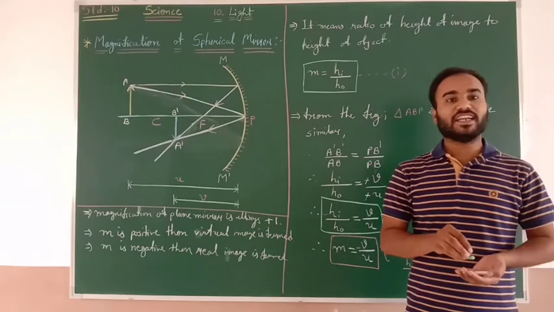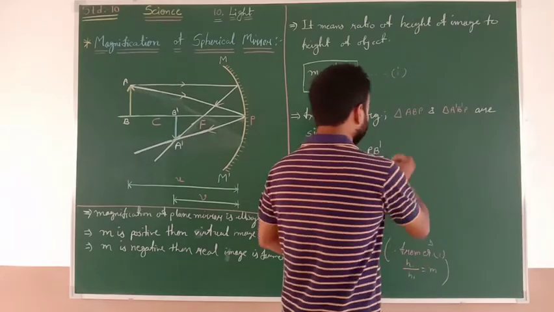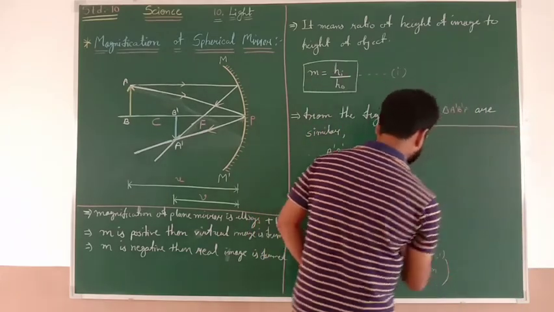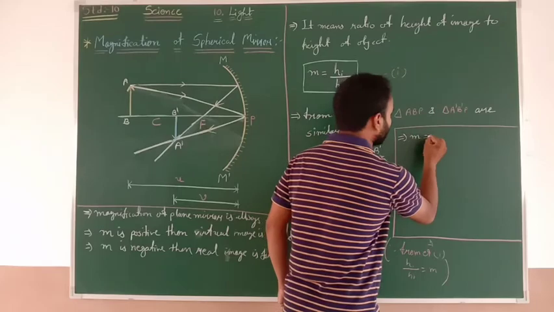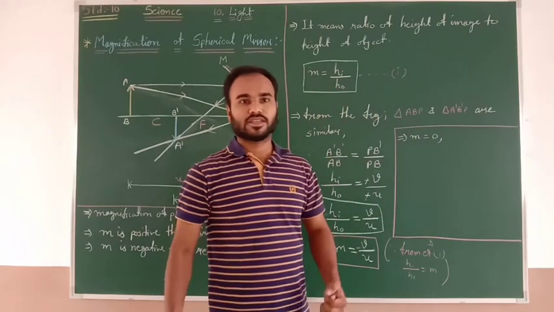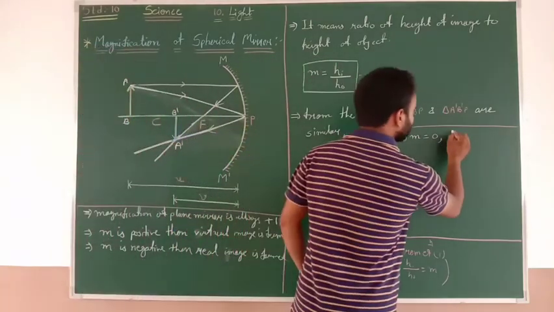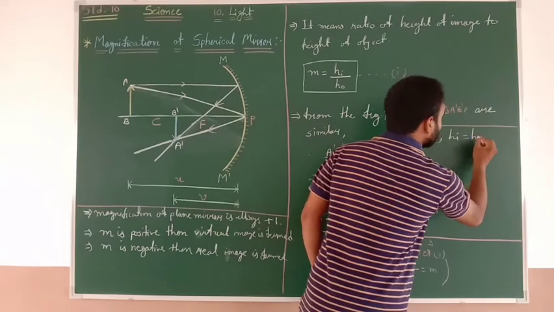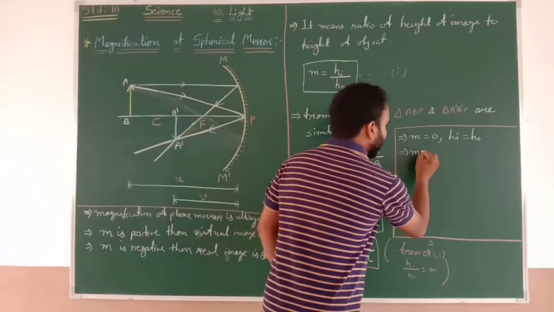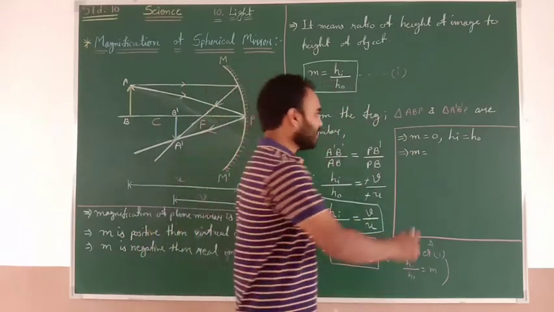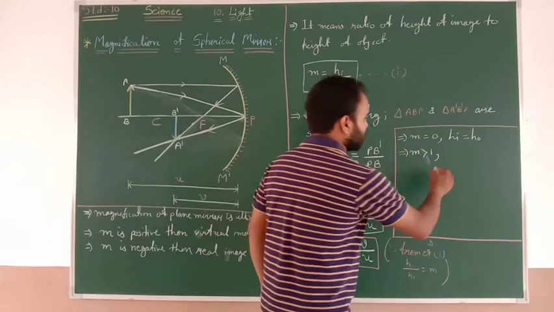Now when we are getting m is equal to 0, when we are getting the value as m is equal to 0, it means the height of the image will be equal to the object, that is hi is equal to ho. When we are getting m is greater than 1, then the image is enlarged.